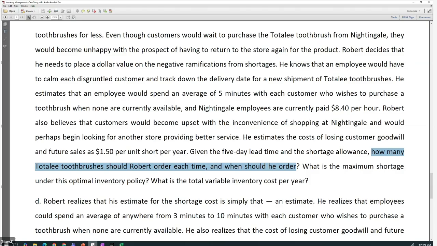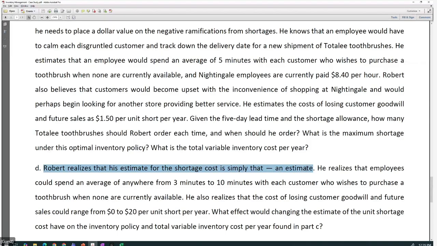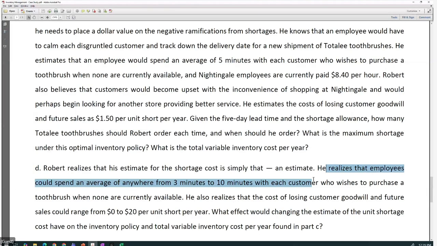Look at part D. This part D is interesting. Robert realizes that his estimate for the shortage cost is simply that, an estimate. I told you this initially, right? This shortage cost is only an estimate. He realizes that employees could spend an average of anywhere from 3 minutes to 10 minutes with each customer who wishes to purchase a toothbrush when none are currently available. So previously, what did we assume? They spent around 5 minutes.